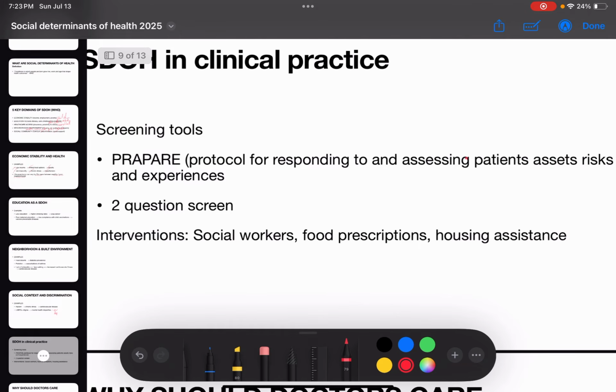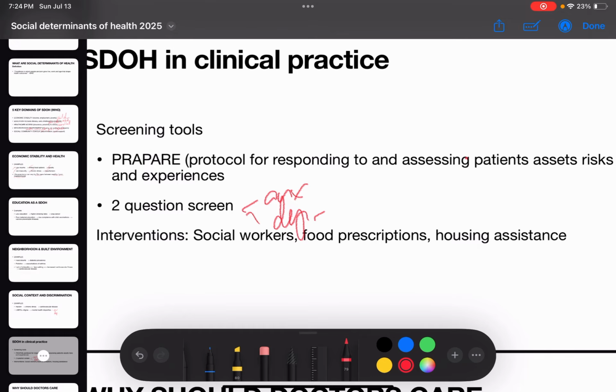Social determinants in health and clinical practice. So in clinical practice, we can use screening tools like your PRAPARE, which is a protocol for responding to and assessing patients' assets, risks, and experiences, and the 2-question screen, which is primarily used for anxiety and your depression.